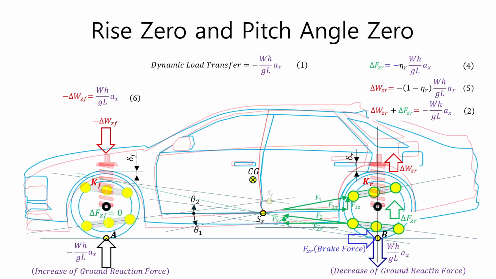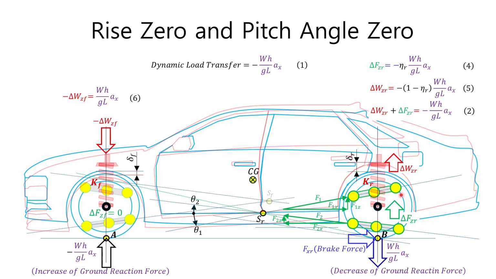Let's examine the conditions for zero rise and zero pitch angle during rear wheel braking. Since the vertical dynamic load transfer, the increase in front ground reaction force and the decrease in rear ground reaction force are determined by the laws of physics, assuming acceleration AX is constant, they hold constant values regardless of the geometry of the suspension links.